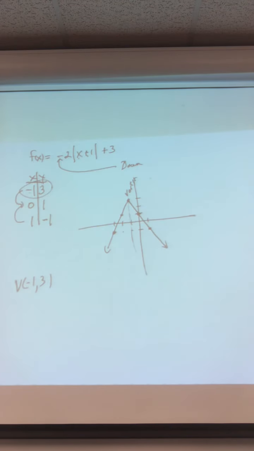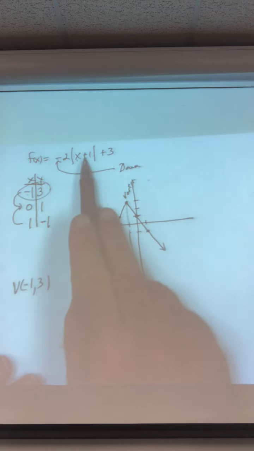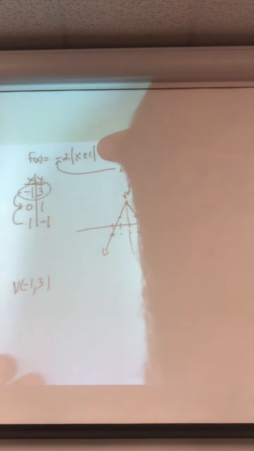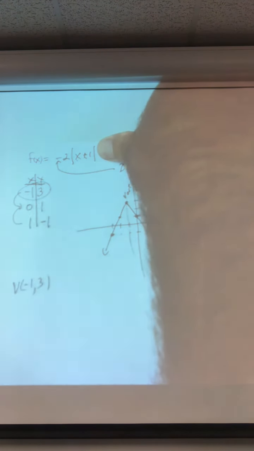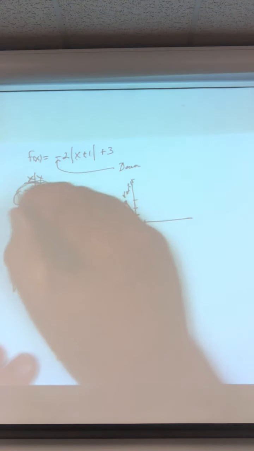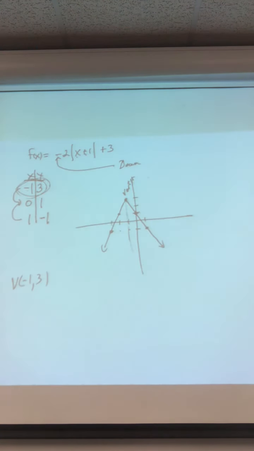So the way you get the vertex is you simply take the opposite of this number, comma, whatever this number is. And if there's no number out there, vertex would be 0. But that first point is always your vertex.